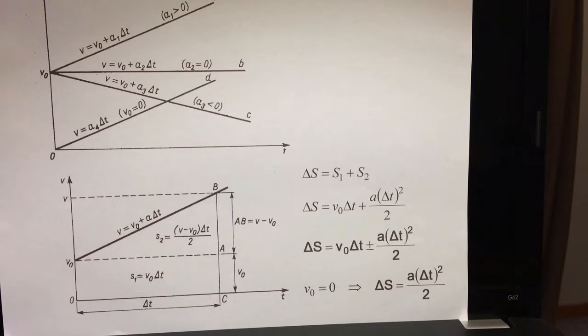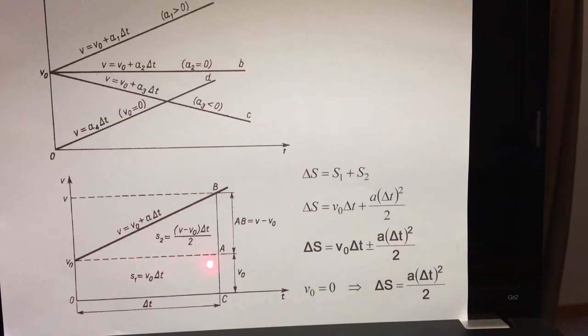So in order to find the total distance traveled by the body, we need to calculate the triangle area and the rectangle area over here, and add them up. It's written over here. As you know, in order to find the rectangle area, one needs to multiply one side by another. This side equals delta t, or time of observation. This one equals v0. So we need to multiply v0 times delta t, which yields the rectangle area.